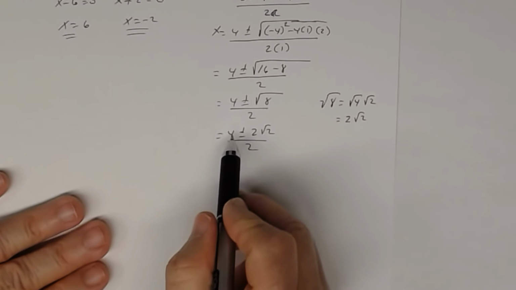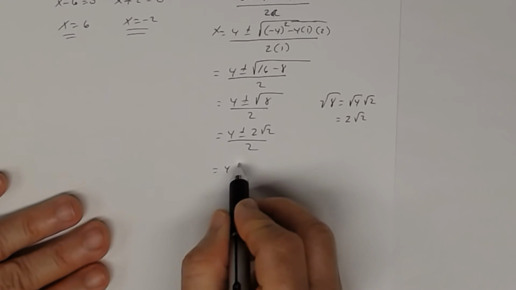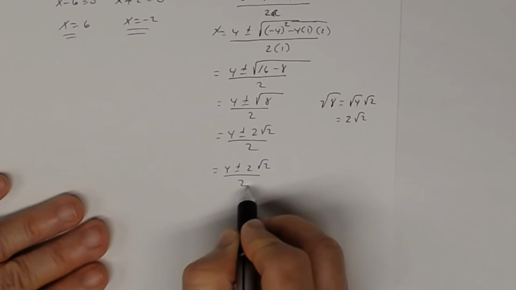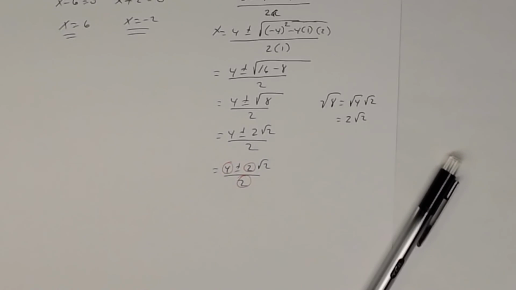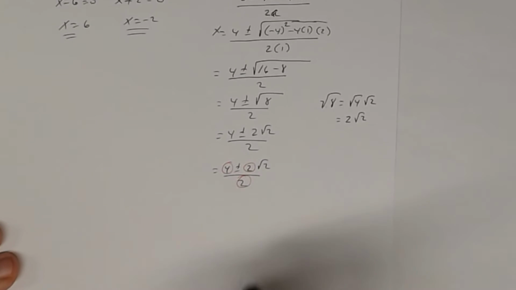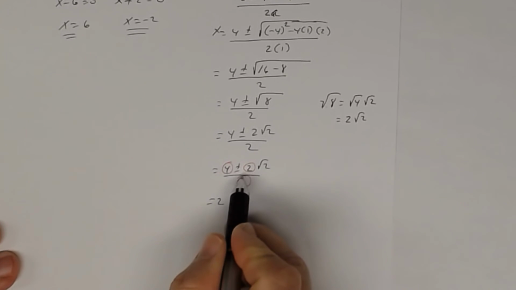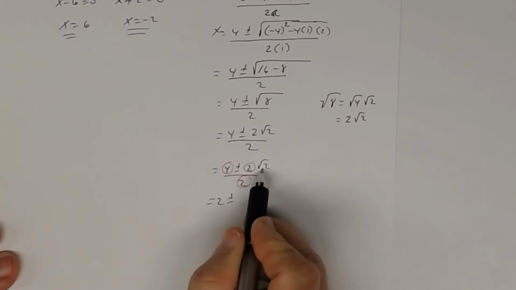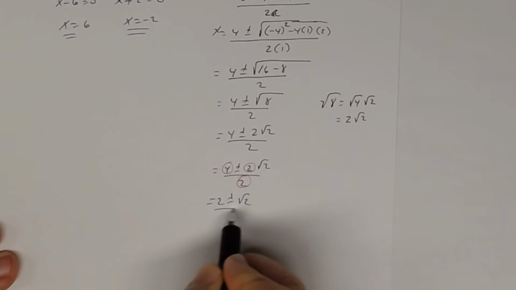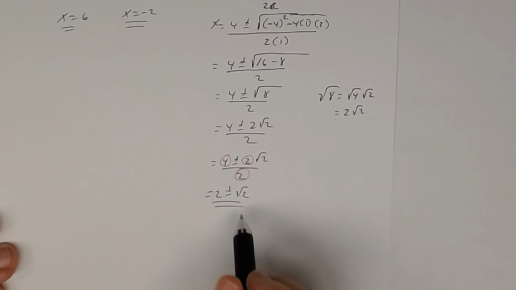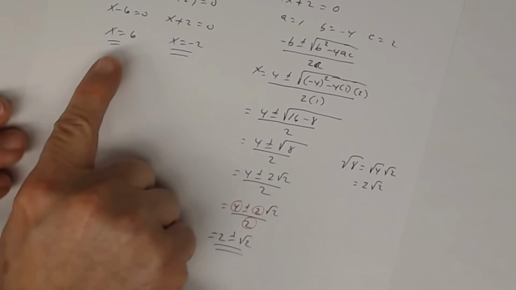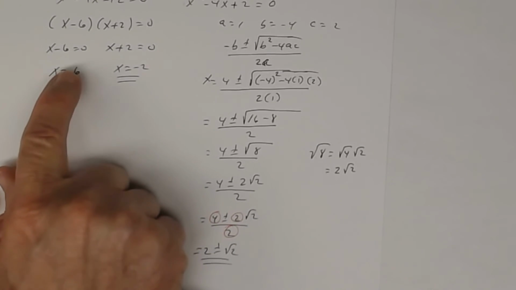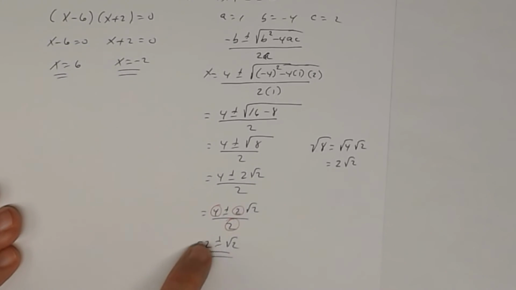And what I want you to notice is that all these, let me go ahead and rewrite this over so I can circle it. What I want you to notice is that these numbers here are all divisible by 2. So 4 divided by 2 is 2, plus or minus, and then 2 square root of 2 divided by 2 is just square root of 2. And so those are your other two solutions. So notice rational, rational, and then irrational because of that square root of 2.